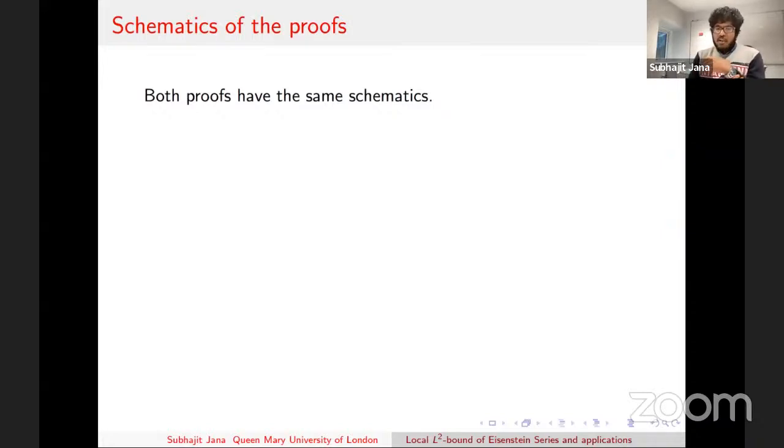And both proofs more or less have the same scheme. So let me just give the schematics of the proof in a very abstract way. I recognize that this is a representation theory seminar, so I kind of assume lots of representation theoretic material without properly telling what they are. But if there is any question, please ask me.